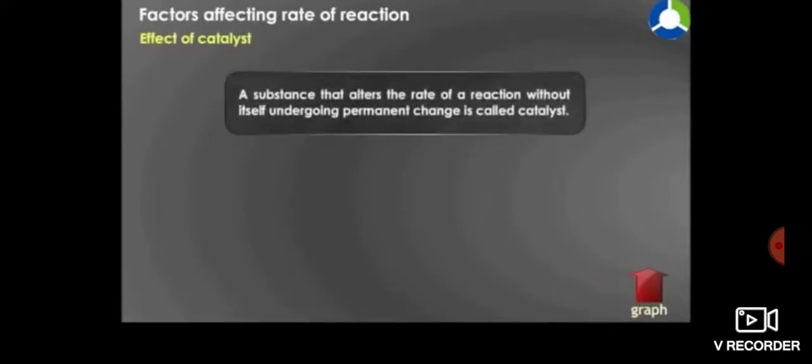Effect of catalyst. A substance that alters the rate of a reaction without itself undergoing permanent change is called a catalyst.